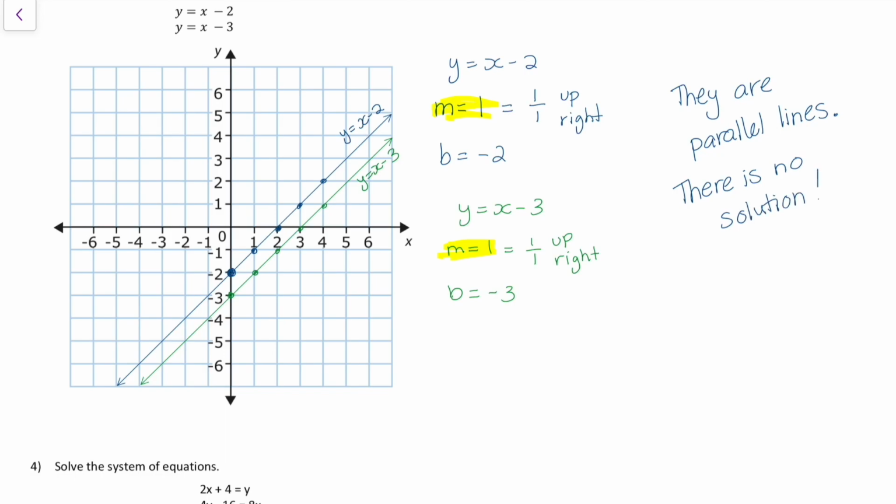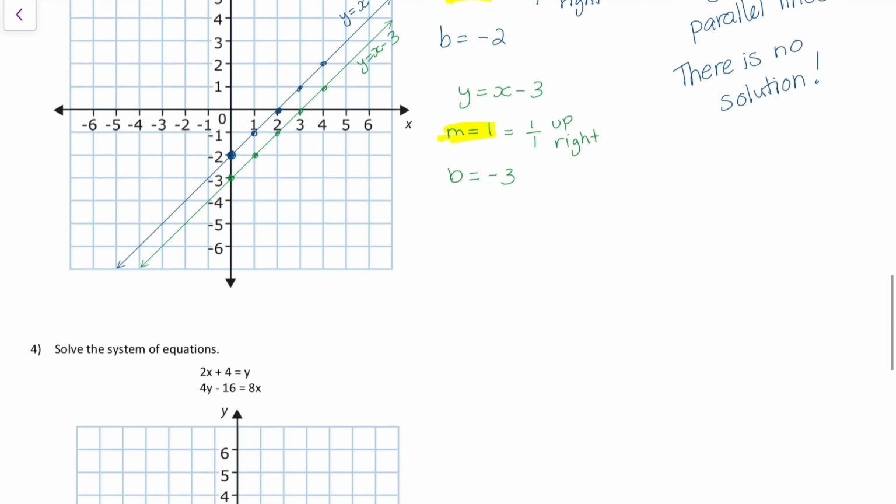So if they have the same slope and they're not the same line, because you could also have it where they're the same line. They're not the same line. They're different lines. But they're parallel, so they'll never cross. So therefore, there is no solution.